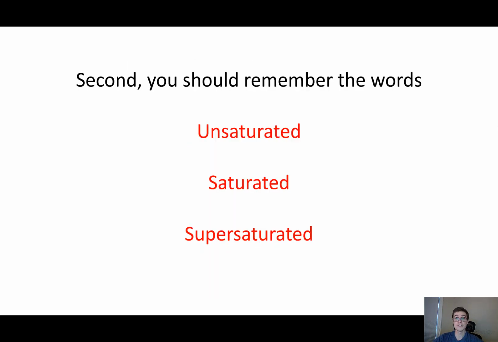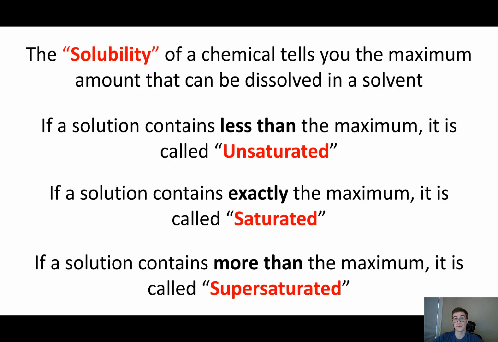Okay, so second, you need to remember the words unsaturated, saturated, and supersaturated. These are saturation states for solutions. So the solubility, that thing you read off the graph, tells you the maximum amount that you can dissolve in a solvent. But if a solution has less than the maximum, we call it unsaturated, so it doesn't have a lot of stuff dissolved in it. If a solution contains exactly the maximum amount, it's called saturated, and if it contains more than the maximum, because you did some chemistry magic, it's called supersaturated.